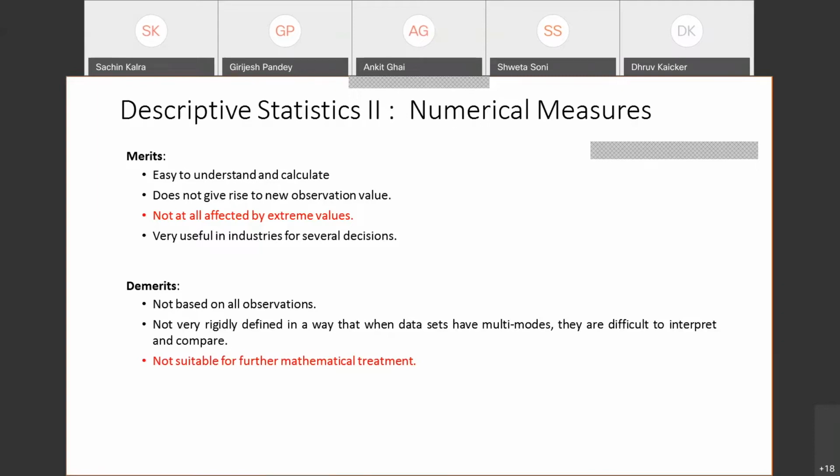That's how we keep our subconscious thinking there. Whatever is occurring most frequently is going to occur again. So that is why I think that's there. Now, demerits of it: not based on all observations.